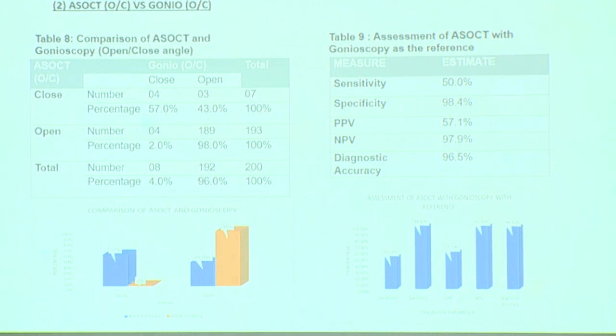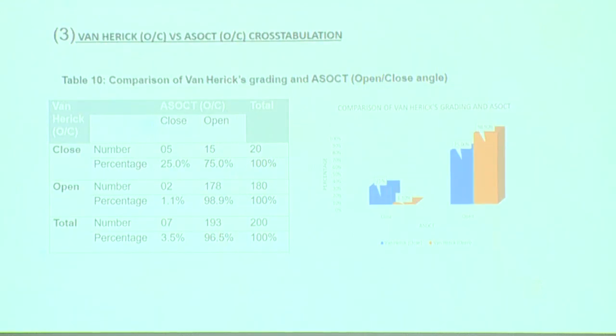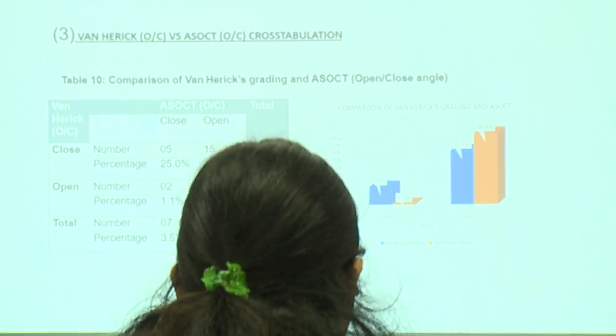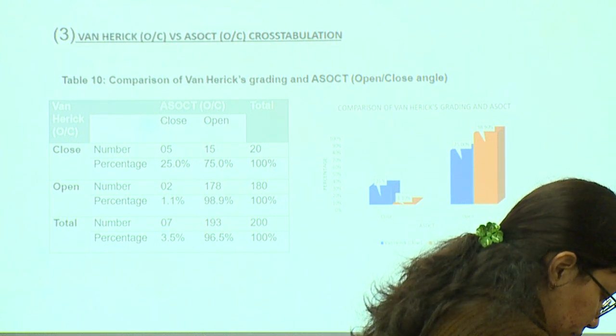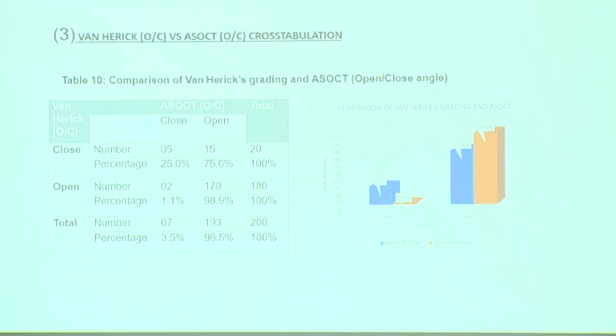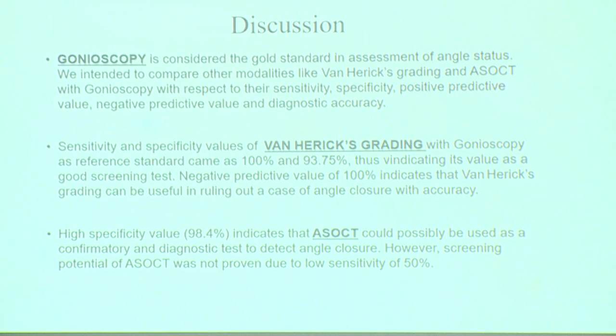diagnostic accuracy of 96.5%. Comparison of Van Herrick and ASOCT: out of 20 closed angles, we found 5 had closed angle on ASOCT and open angle on 15. Out of 180 having open angle on Van Herrick, 2 had closed angle on ASOCT and 178 had open angle. Gonioscopy is considered the gold standard for assessment of angle status.